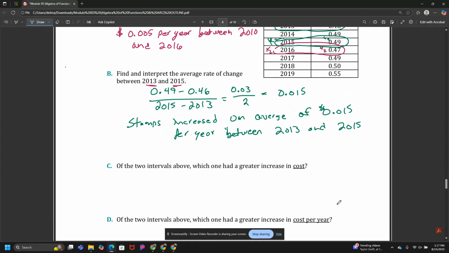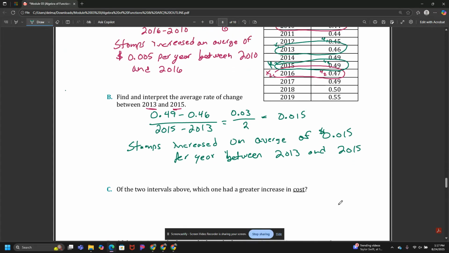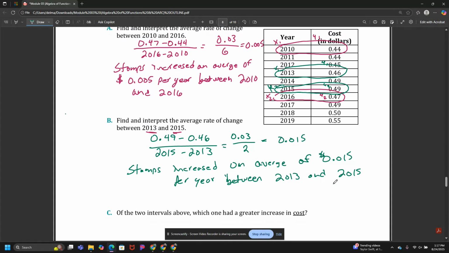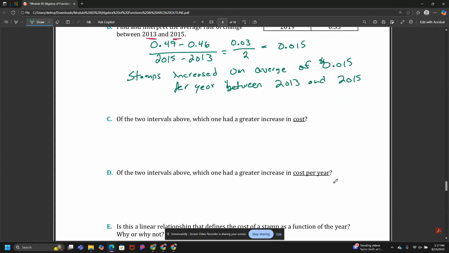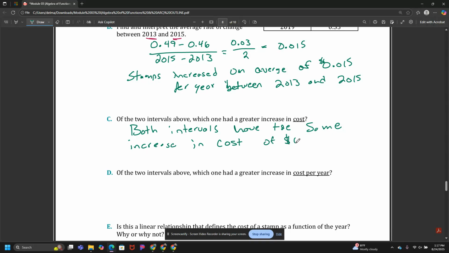Of the two intervals, which one had the greatest increase in cost? Well, the increase in cost was the same, right? 3 cents over each interval. So both intervals have the same increase in cost, which is 0.03.